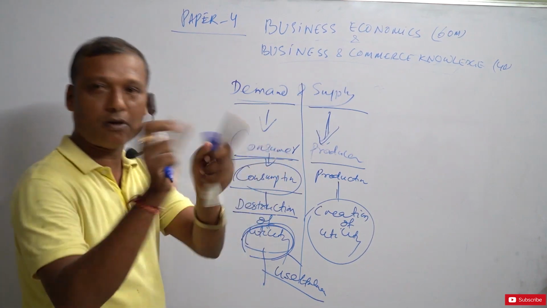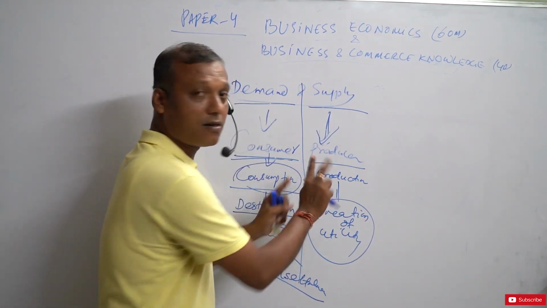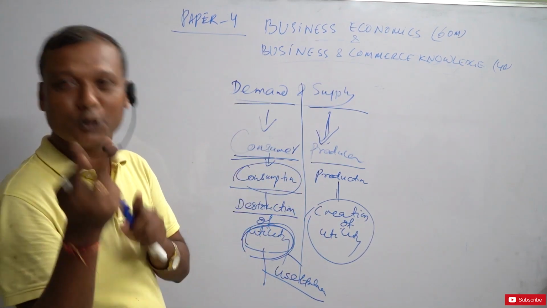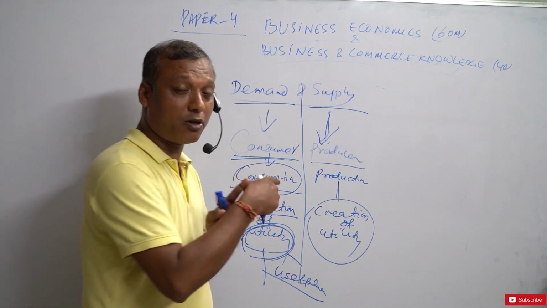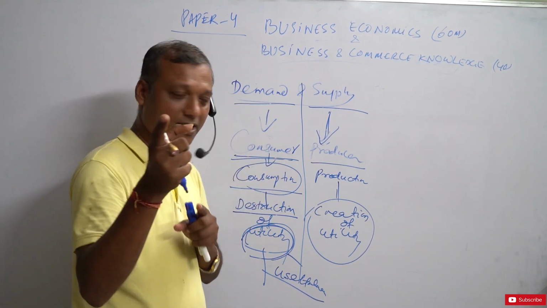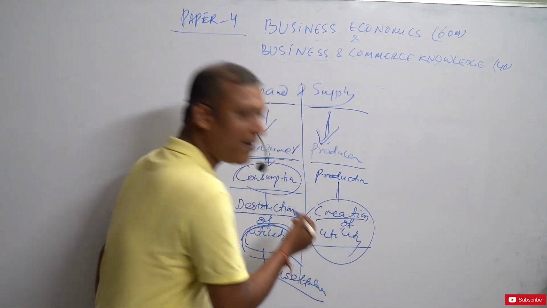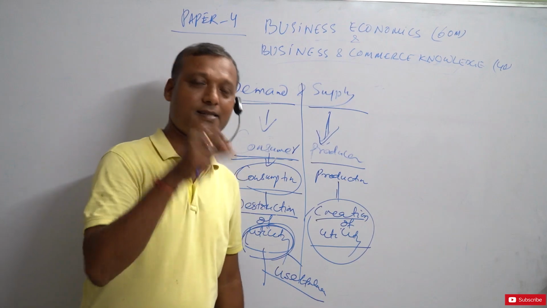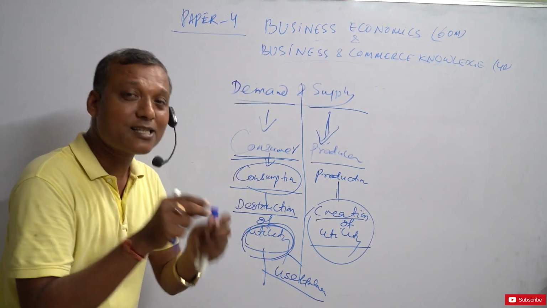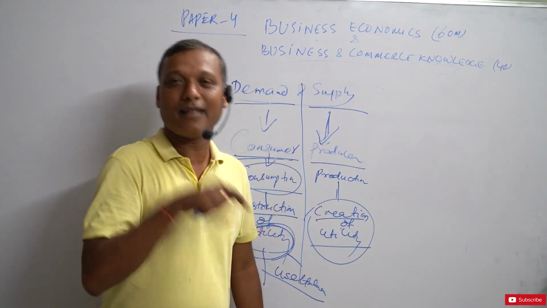Demand, supply, pure opposites. Consumer, producer, pure opposites. Consumption, production, purely opposites. Destruction, creation, purely opposites. So remember, this is economics. A very interesting point: production refers to creation of utility. When a producer makes some good, he is adding utility to that commodity. He is creating utility in the commodity.